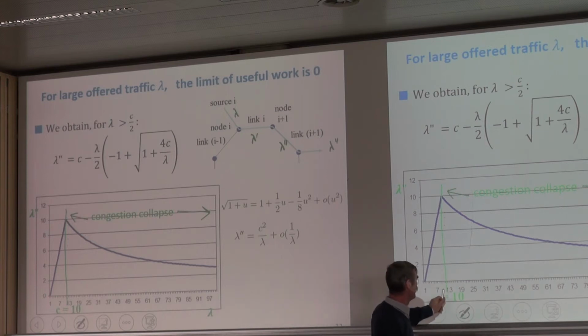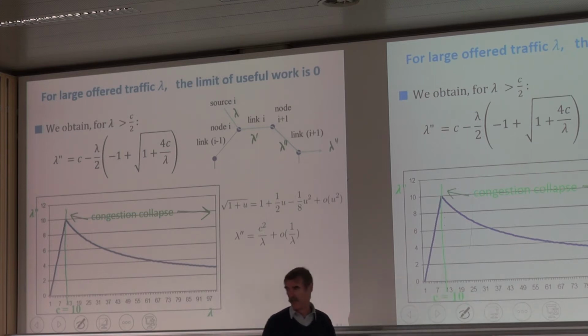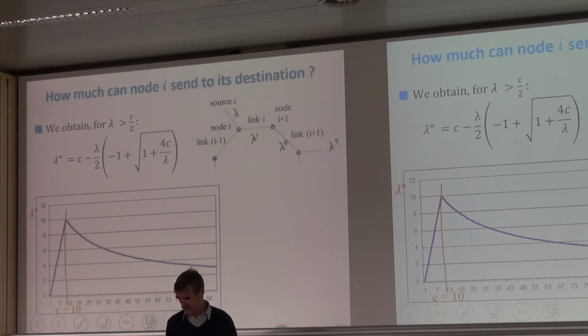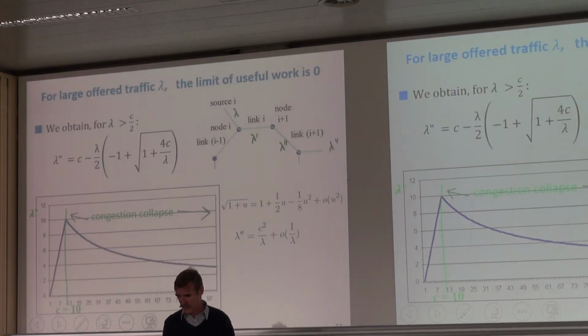So congestion collapse for this network occurs when lambda is, this is not C, this is lambda star, the optimal lambda. This is when we go above. Now, in the ideal world, what we would love to do is to have something that, we would like to do this, the red line here. So the blue should be replaced by the red.